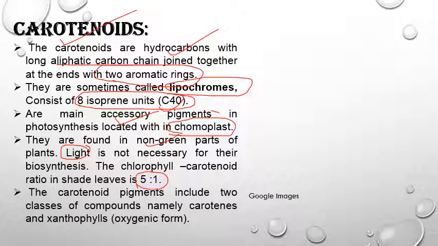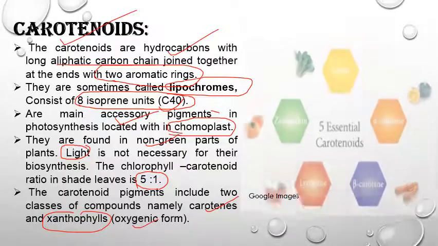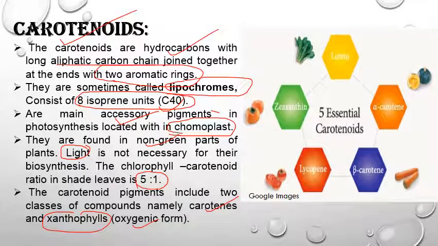The carotenoid pigments include two classes, namely carotenes, which are anoxygenic, meaning without oxygen, and the other is xanthophylls that contain oxygen. So these are some essential carotenoids like lutein, alpha carotene, beta carotene, and lycopene, that is found in tomato. The red color of tomato is due to this lycopene, and zeaxanthin in the immature tomatoes.